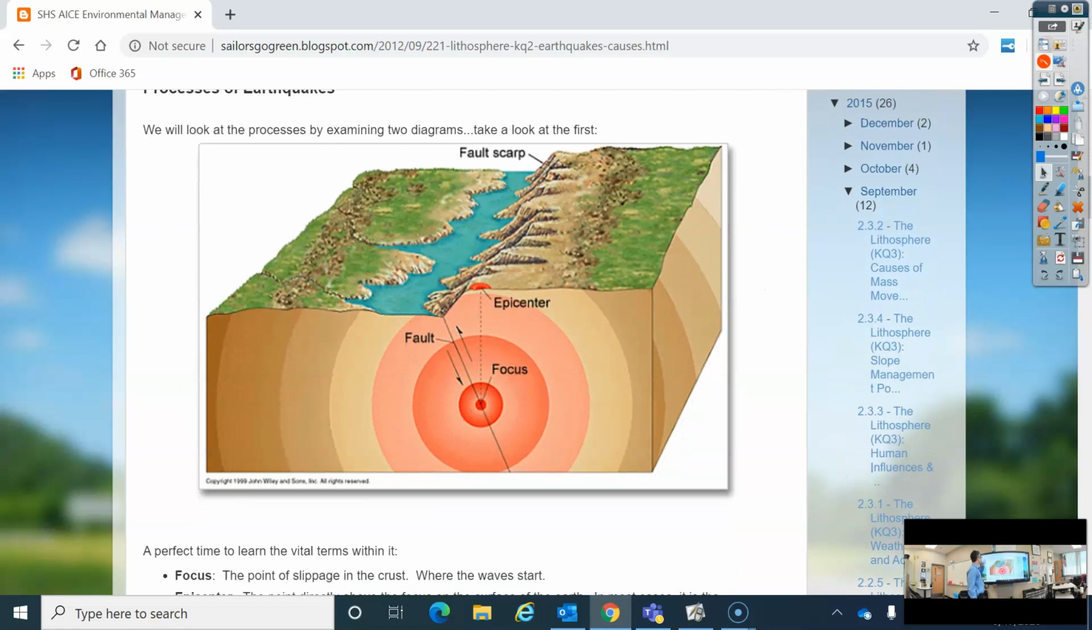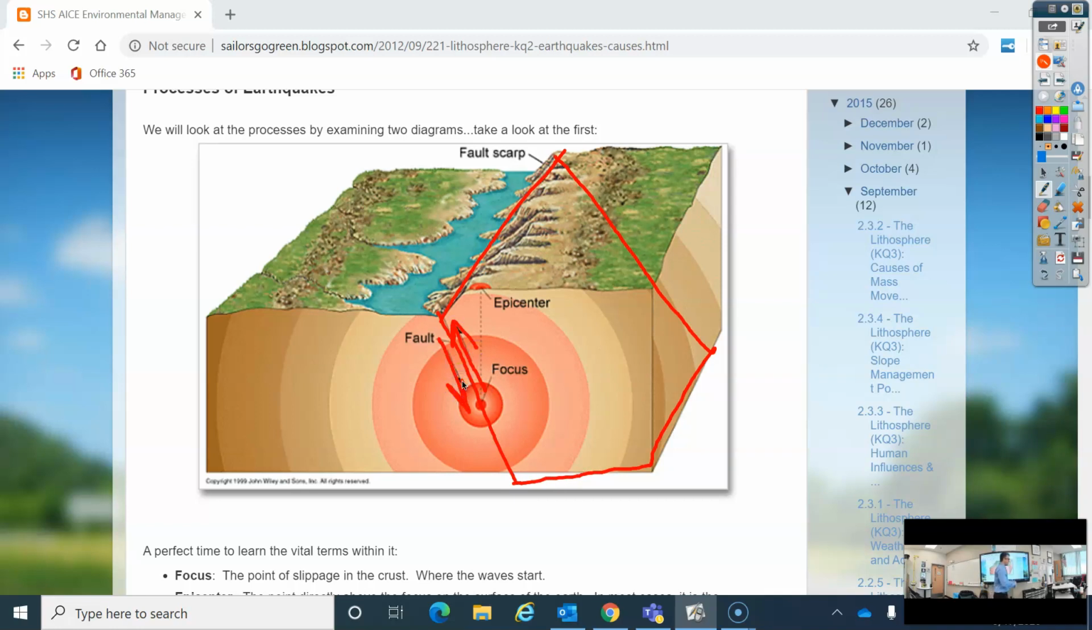So let's look at the process of earthquakes. We're going to take a look at this diagram, which shows what we call a fault, which is a point of slippage. So if you look right here, this is the fault, which is the crack in the earth, right? It goes all the way down here, and you can see it is going this way too, so it's a line that goes down like this. So there's your fault in the earth. And it slips, and this one is slipping going this way and this way. It's slipping against each other.